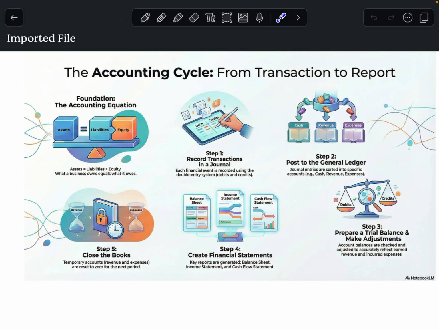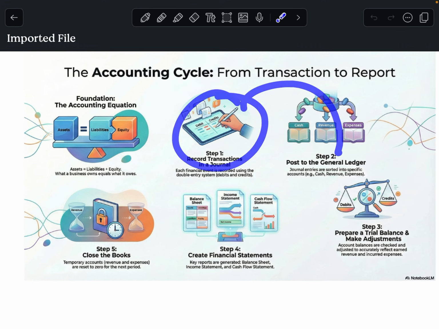And the first step of this accounting cycle is recording the transaction in a journal. Any financial event that has happened is to be recorded in a journal using a double entry system. We'll not go into the depths of debits and credits, but first step is journaling the financial transactions, and then that journal is posted into journal ledgers.